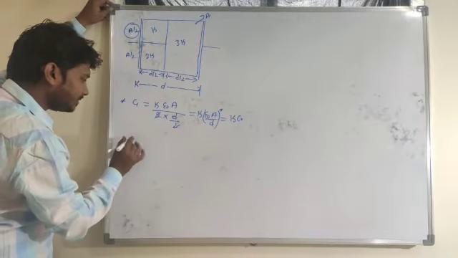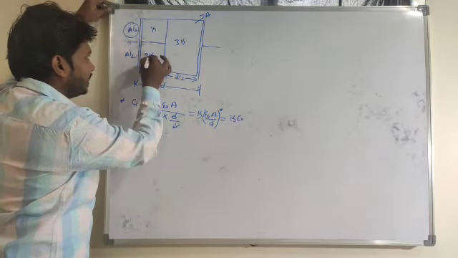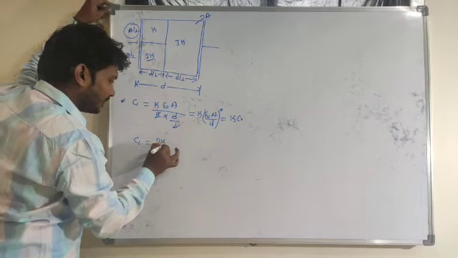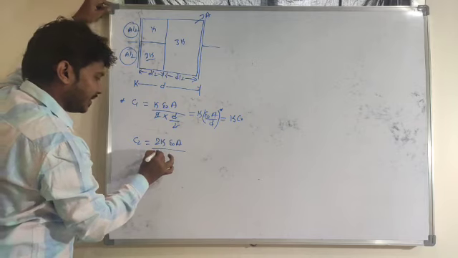Next one. Similarly, I will take the C2 value here. C2 value is K2. K2 is nothing but what? 2 times K, epsilon naught into A. What is that area? A by 2.